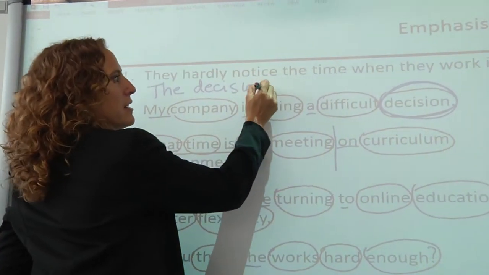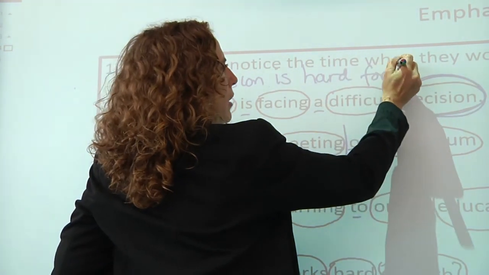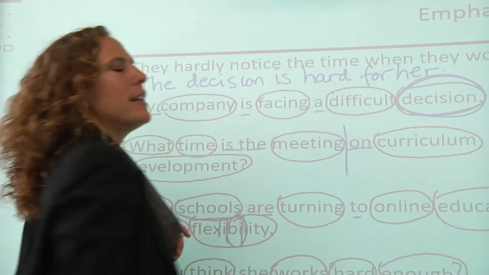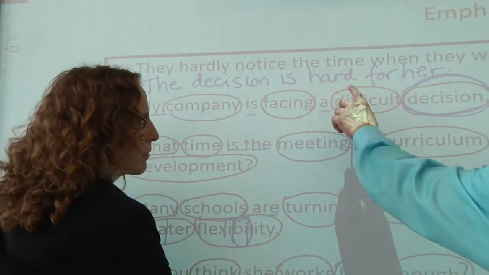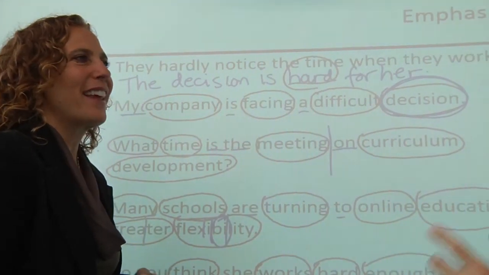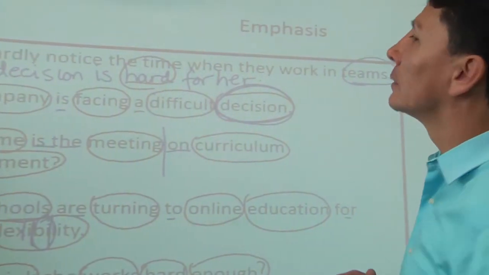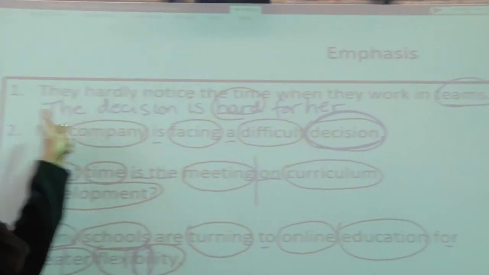The decision is hard for her. What is the focus word now? Hard. Excellent. Why? Good. Because it's the last content word. Yes. Good. You're getting it. That's it. Because for and her are structure words. Yes, structure. So how would you say that?